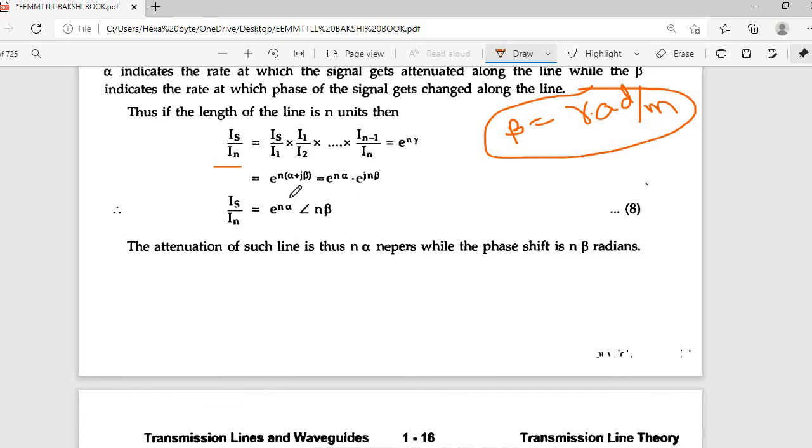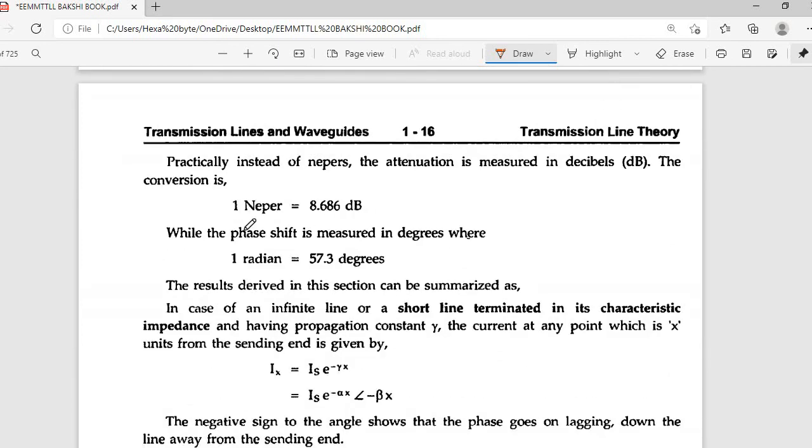So this is the attenuation. The magnitude represents the attenuation, and this angle represents the radians. Beta is how many radians per meter length. How much attenuation depends upon this n value and alpha. 1 Neper is generally equal to 8.6 dB, almost 8.5 dB. 1 radian, as we already know, is equal to 57.3 degrees.